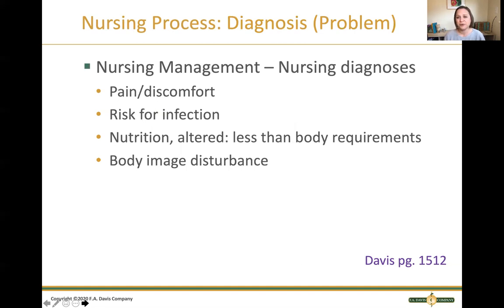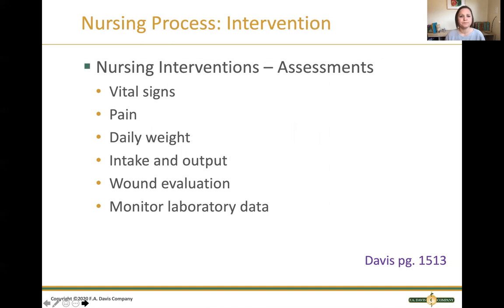Nursing diagnoses or problems that we can resolve are going to include things like pain or discomfort, a risk for infection, altered nutrition having to do with the anorexia, and body image disturbance, especially when surgery is involved. Our nursing interventions, when we think of interventions in our Davis book, they always talk about 3 things: assessments, actions, and teaching. So let's get into those now.